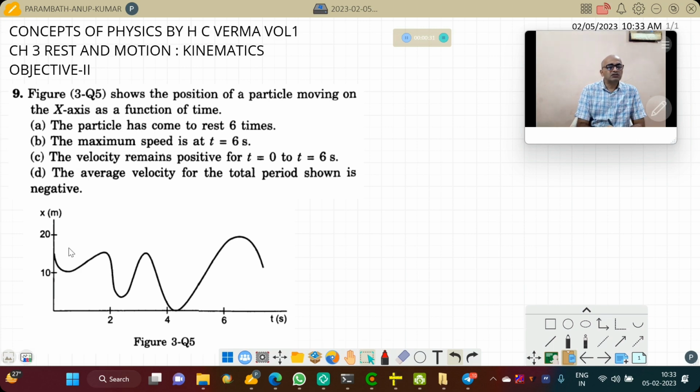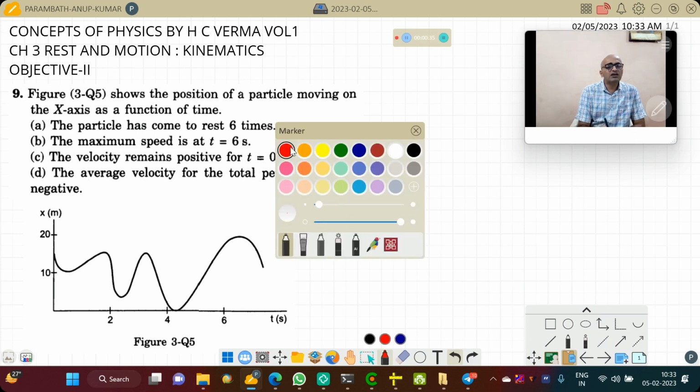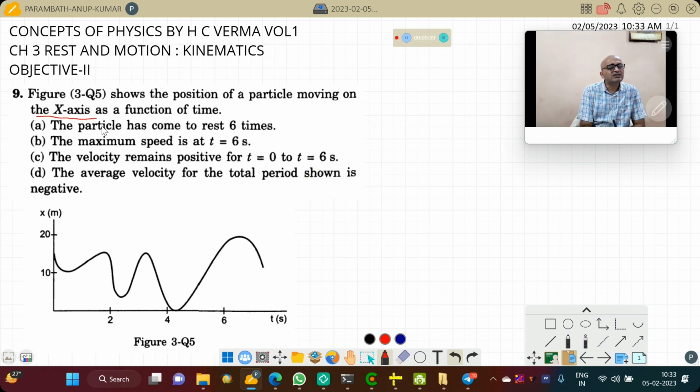So students, it is very clearly mentioned in this question that the particle is moving along the x-axis only. So you have to understand that it is a motion in a straight line. Although you are seeing this graph has a different shape like this, the motion is only along the x-axis. So how to determine A? The particle has come to rest 6 times.